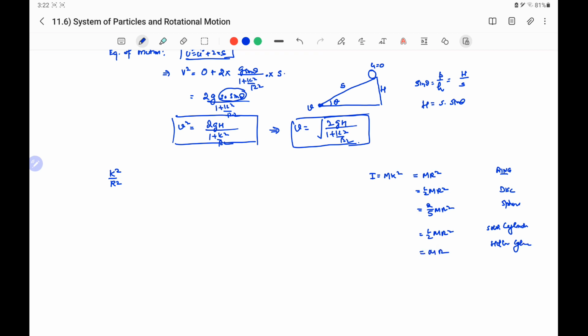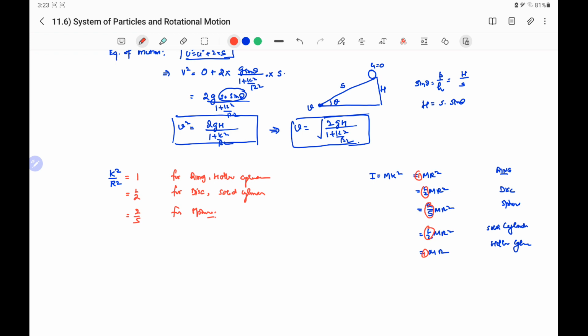So on comparing, we see that the multiplier of the mr square, this is 1, and here is also 1. This multiplier is the ratio of k square by r square. So we have to remember that k square by r square is 1 for ring and hollow cylinder. Similarly, this value is half for disc and solid cylinder. Similarly, 2 by 5 for sphere.